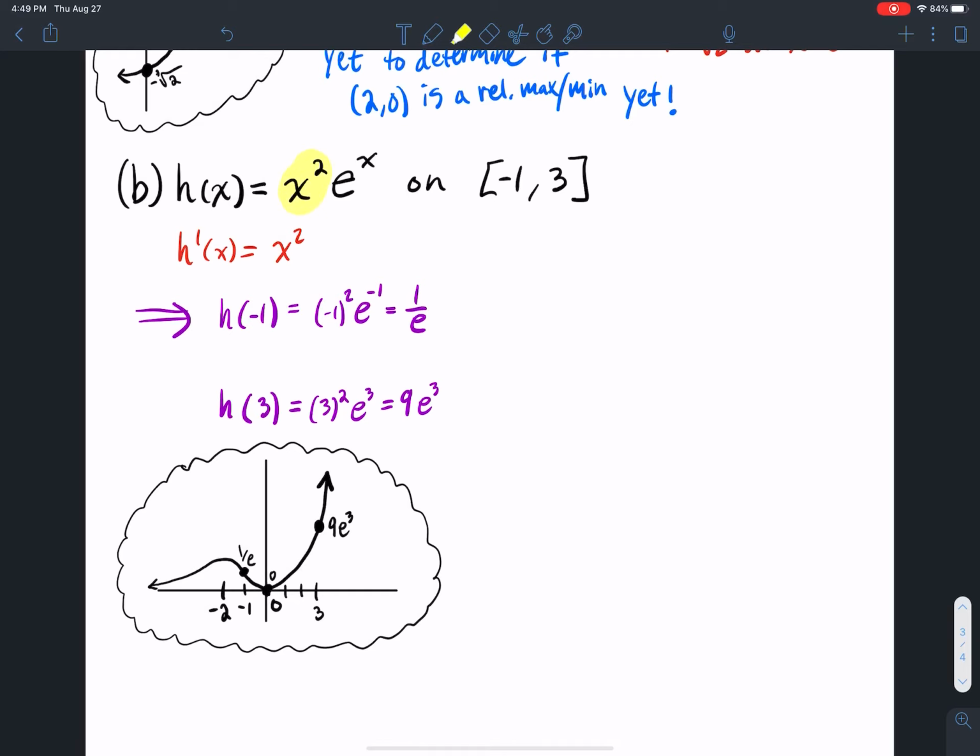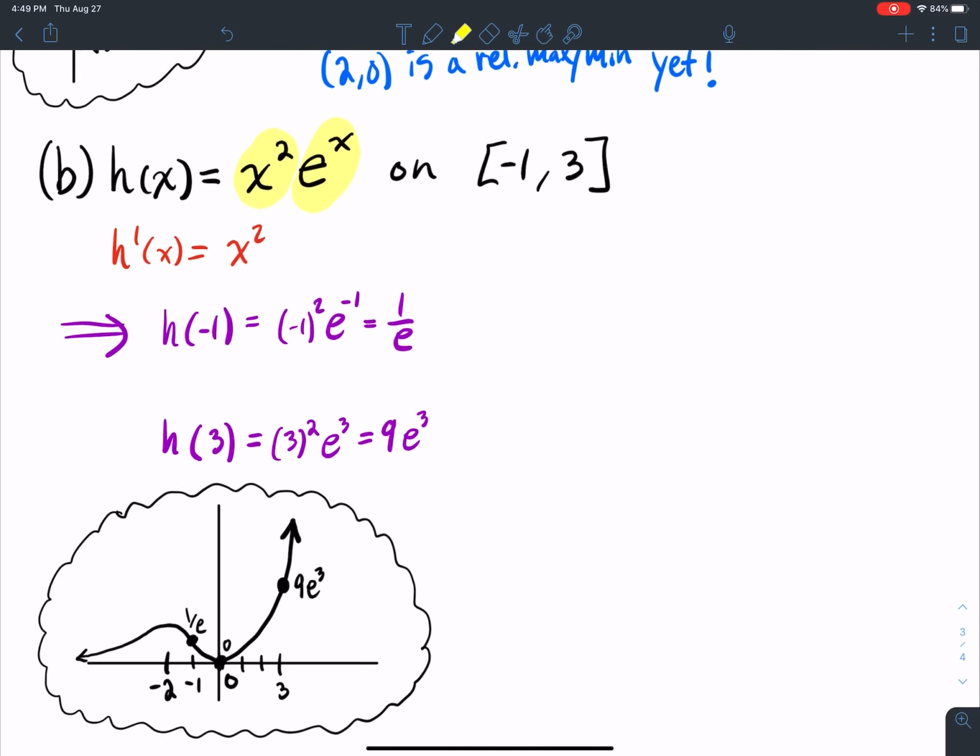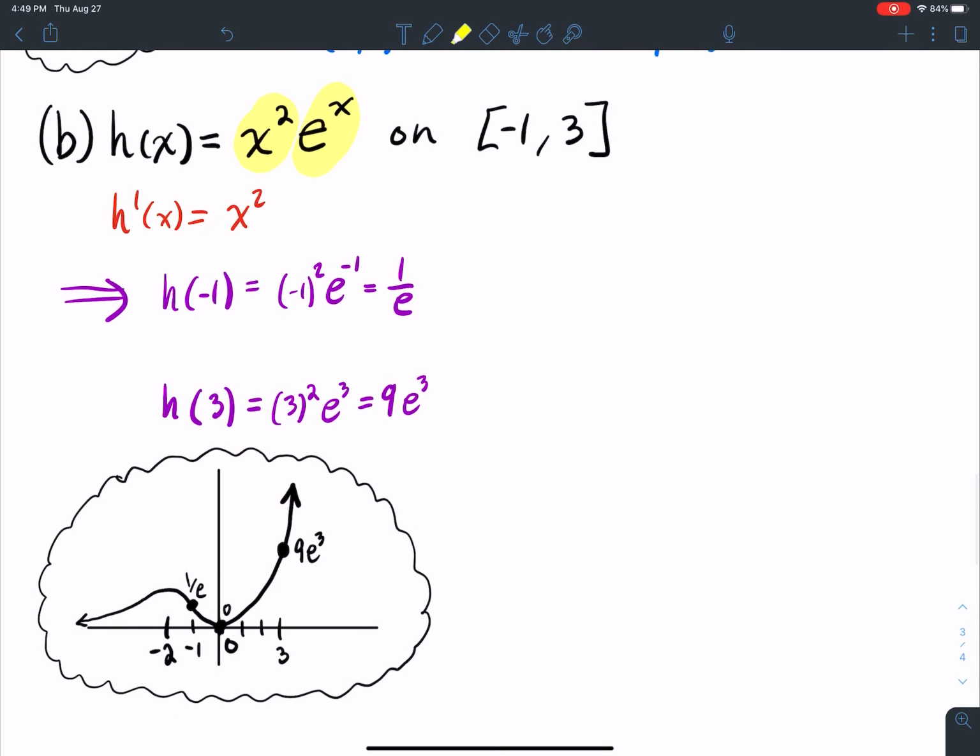How do I take the derivative of a product? I use the product rule. So the product rule says the first times the derivative of the second. What's the derivative of e to the x? It's just e to the x. Plus the second, e to the x, times the derivative of the first. What's the derivative of x squared? That's just 2x. Okay, I can simplify this.